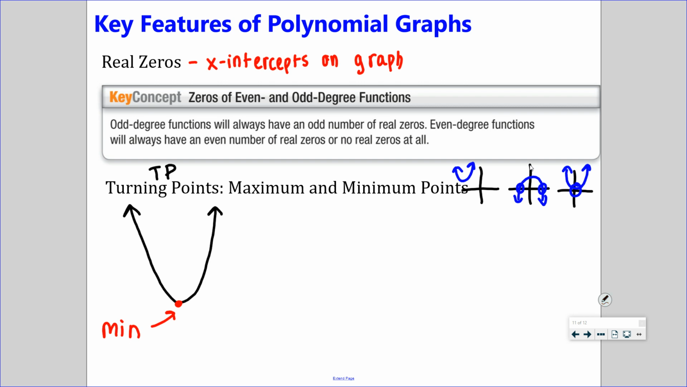Let's think of a sad face parabola. Increasing, increasing, increasing till I reach the vertex. Then it decreases, decreases, decreases. So we call that a turning point. And in that case, when it changes from increasing to decreasing, we have a max.